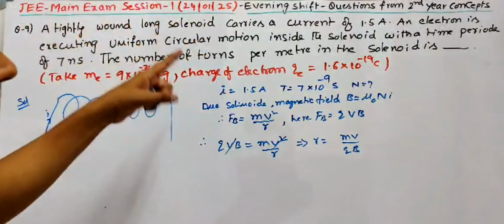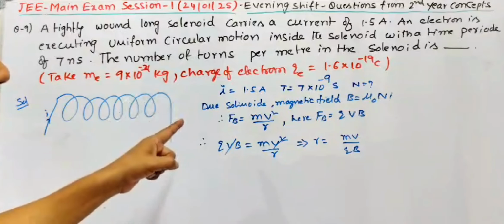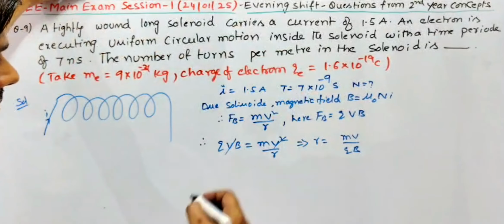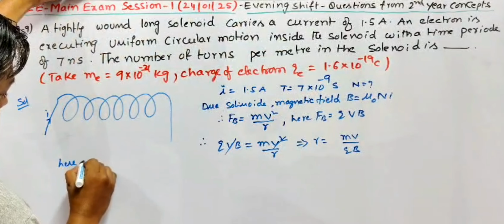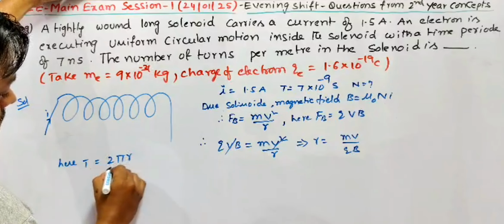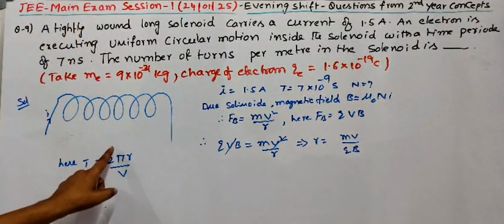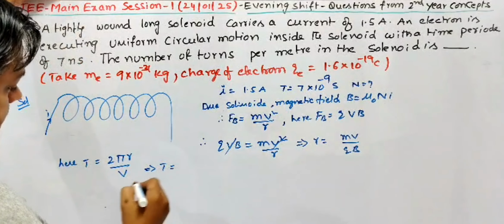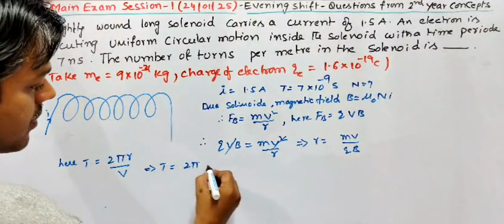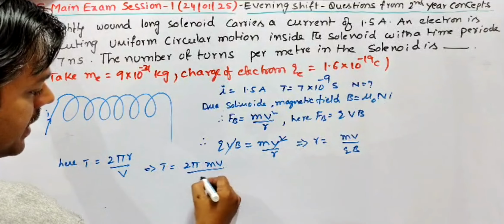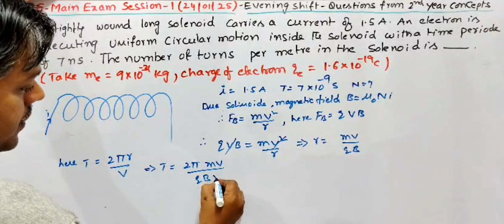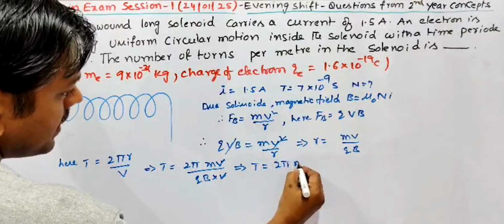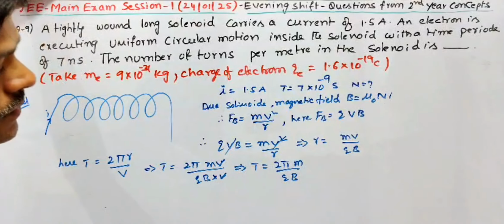Here what happened? In this solenoid, the electron is executing a circular path, so the time period of that electron is given. Here time period T is equal to what? 2 pi r by v. From the definition, velocity is equal to displacement by time, and time is equal to what? 2 pi r by v. That implies T is equal to 2 pi r, which is equal to what? m v by q B into v. So this v is also cancelled. That implies time period T is equal to what? 2 pi m by q into B, isn't it?